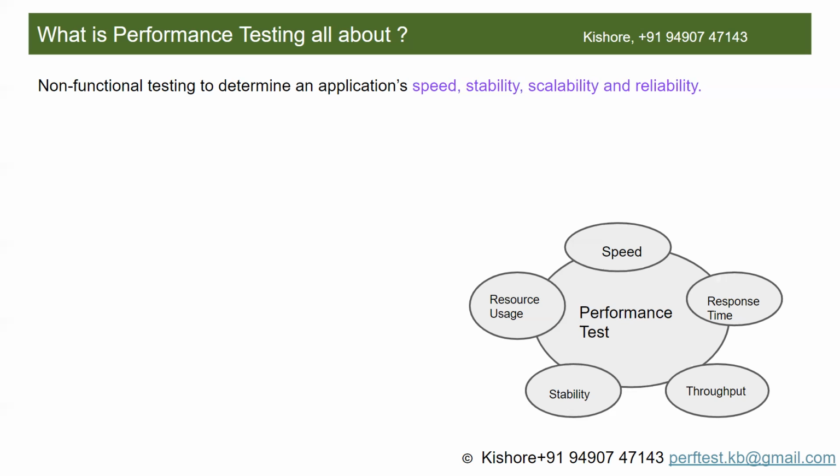When I say stability, the application should be stable under expected and more than expected load, right? Stability determines how far the application is stable if there is more than expected load on the application. And how scalable is the application? If there are more than expected users, how many users does it support? And reliability refers to how reliable the application is once it goes to production, right? Is it clear, guys?